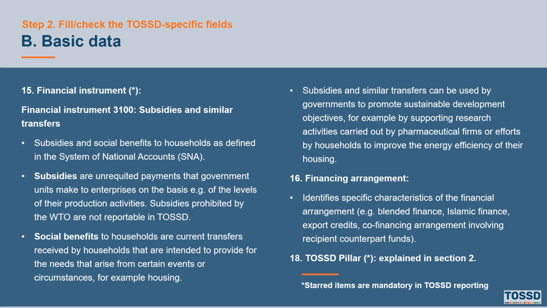In TOSSD, there is also a reporting item for financing arrangements. The financing arrangement identifies specific characteristics of a financial arrangement. For example, blended finance, Islamic finance, export credits, co-financing arrangement involving recipient counterpart funds. A very important reporting item in TOSSD is the TOSSD pillar, which we will explain in section 2.